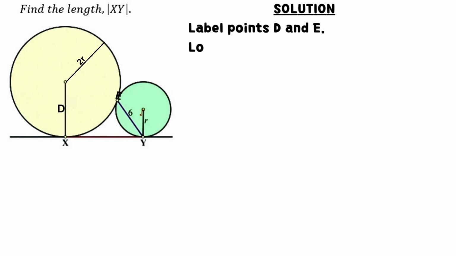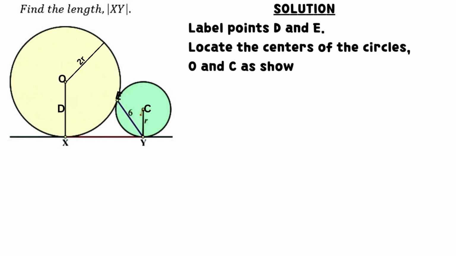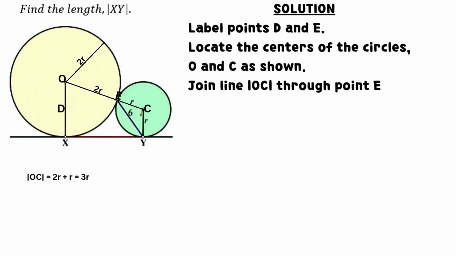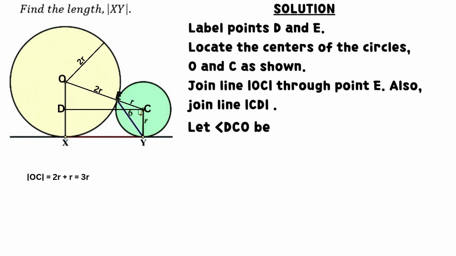Solution. Label points D and E. Locate the centers of the circles, O and C as shown. Join line O, C through point E. Also, join line C, D. Let angle D, C, O be theta.